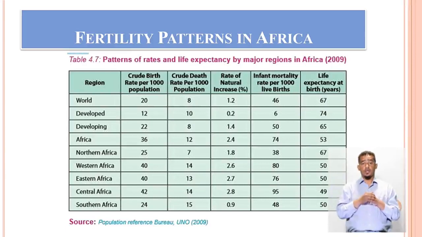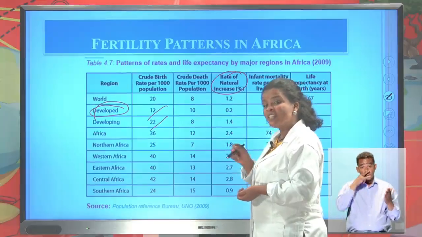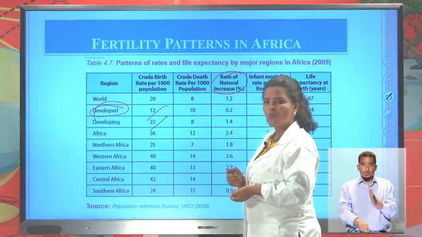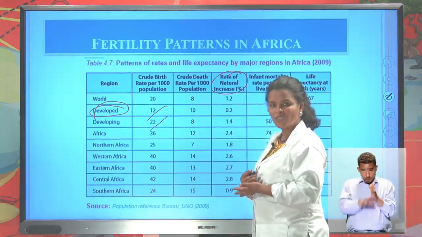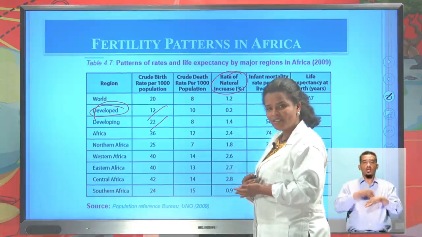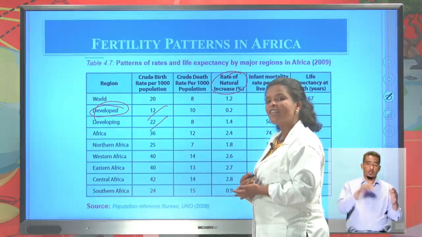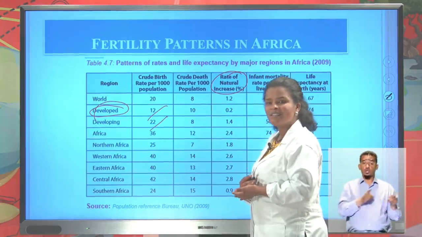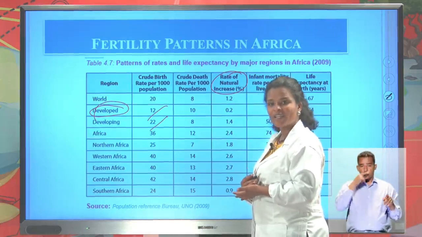Infant mortality rate in developing countries is very high. Infant mortality rate means the deaths of children below 1 year; we call it the infant mortality rate. So the infant mortality rate in developing countries is very high, and maternal deaths are also very high in developing countries.